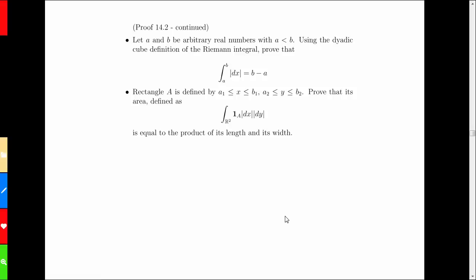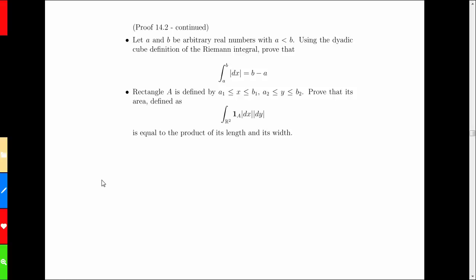If we didn't use dyadic cubes, there'd be nothing to prove here. However, since we've chosen to use dyadic cubes to define integrals, because that's the only definition that extends neatly to Rn, this is a provable theorem, and here's how we prove it.